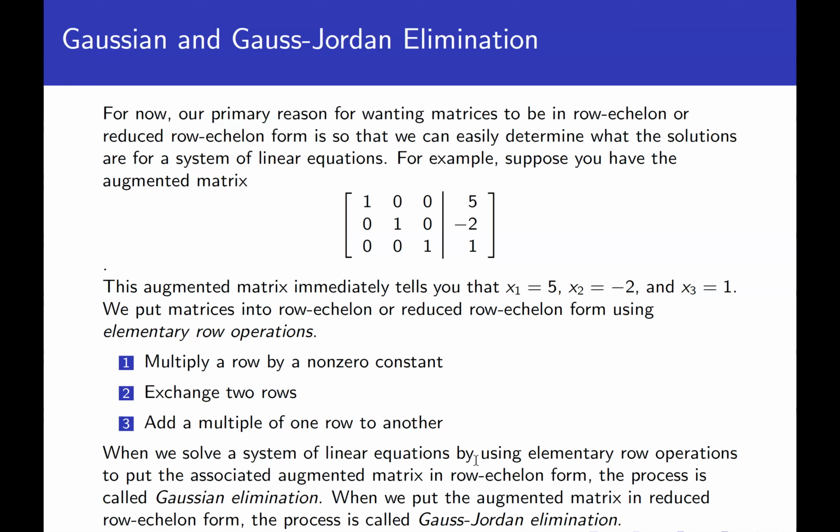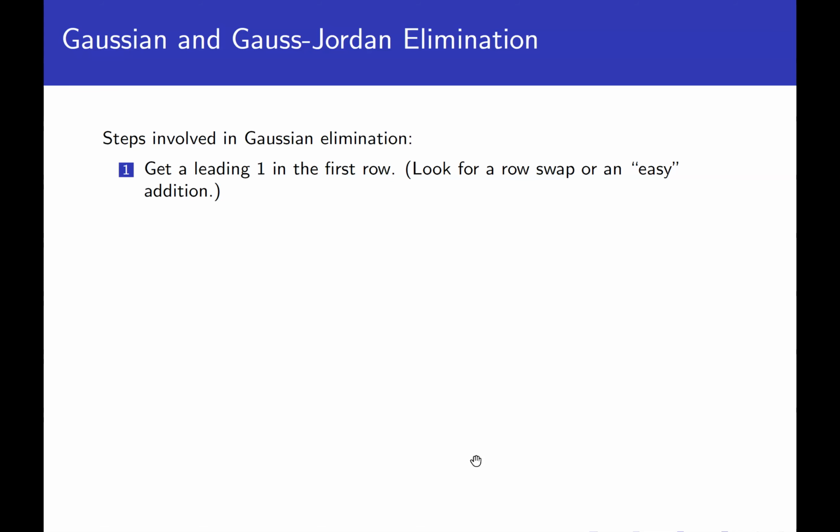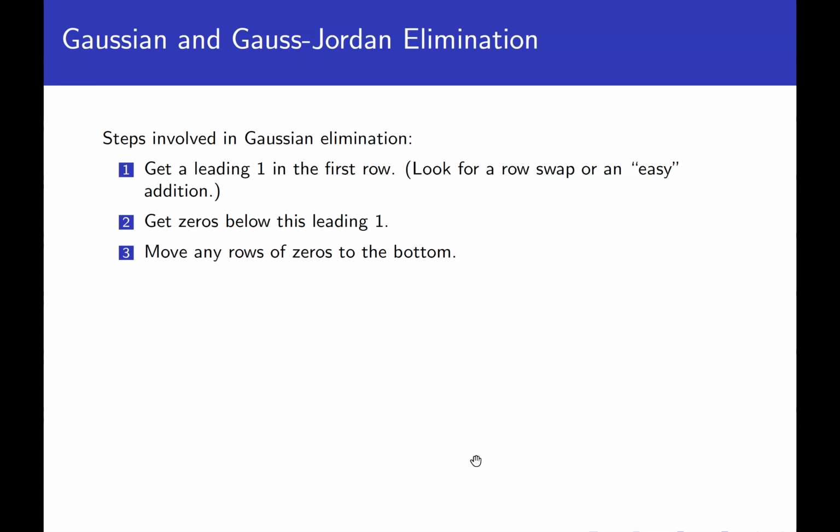The first thing you always want to do is get a leading one in the first row. We can do that by the first elementary row operation, multiplying or dividing by a constant. But sometimes you have an easy row swap or an easy addition that puts that leading one in the first row. The next step is to get zeros below that leading one. Move any rows of zeros that you get to the bottom, in case you get any. There might be some cancellation, so you need to move those rows of zeros to the bottom. And then you repeat for the second row, the third row, and so on down the line until you're finished.